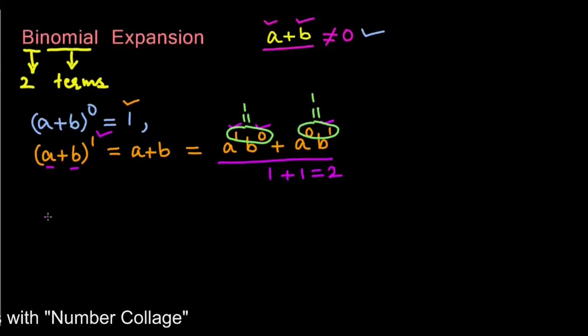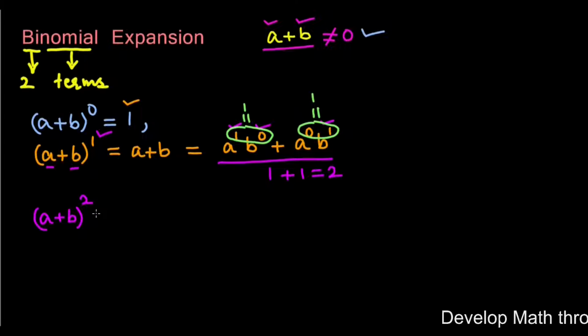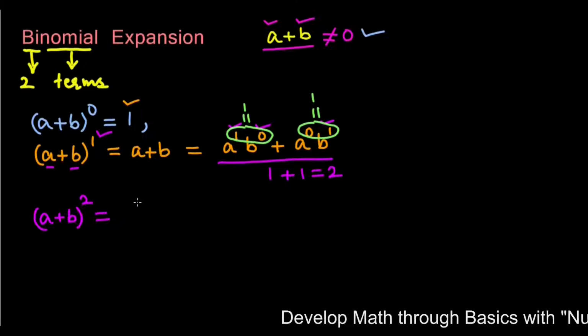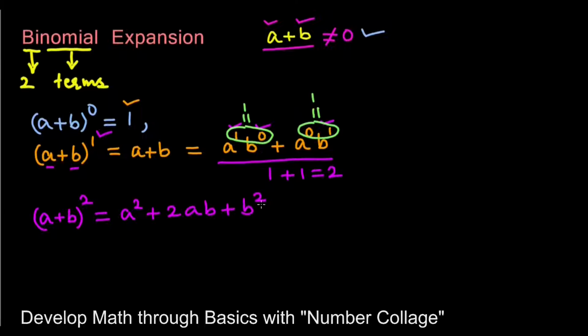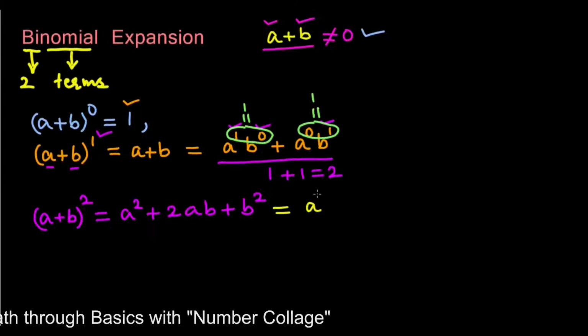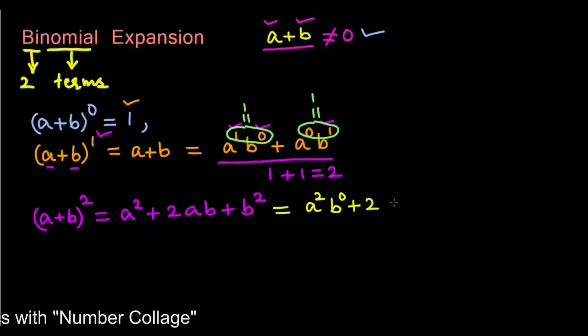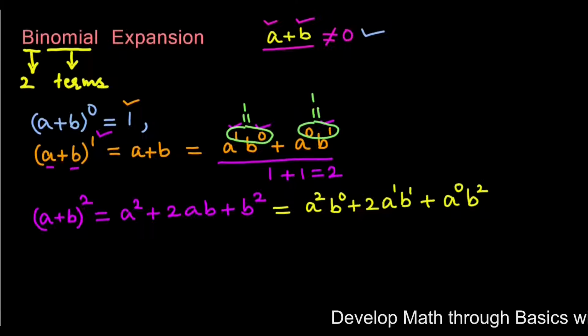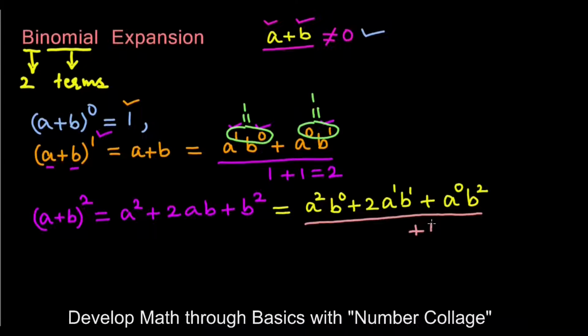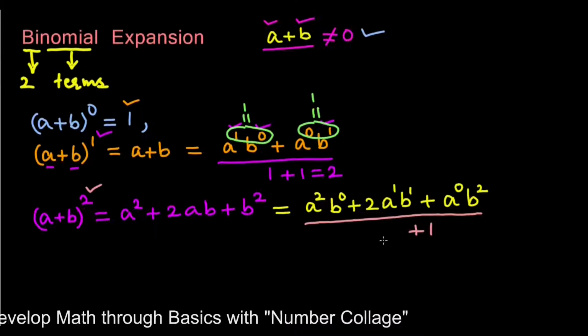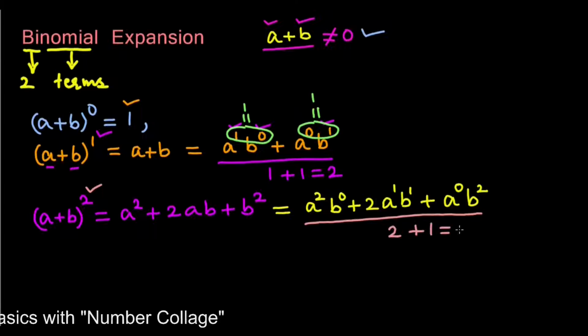Next we consider the binomial a plus b raised to the integral power 2. This is our well-known identity whose expansion is a squared plus 2ab plus b squared. We can rewrite this expansion as a squared b raised to 0 plus 2 a raised to 1 b raised to 1 plus a raised to 0 b square. Here also we observe that the number of terms in the expansion is one more than the index of the binomial, which is 2. The number of terms in the expansion here is 3, 1, 2 and 3.